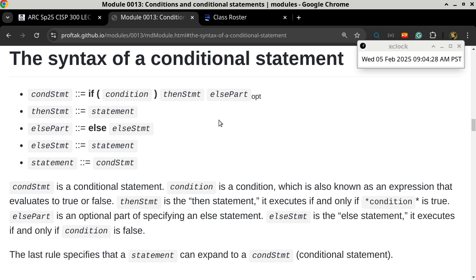Okay. All right. So is that okay? Am I explaining the concepts okay? All right, cool.